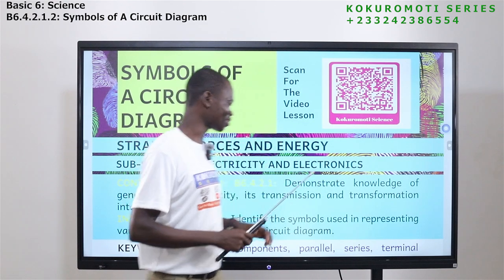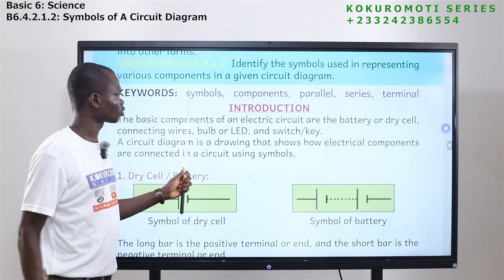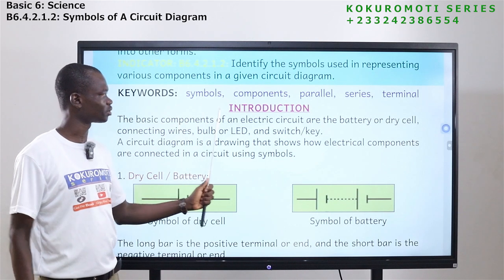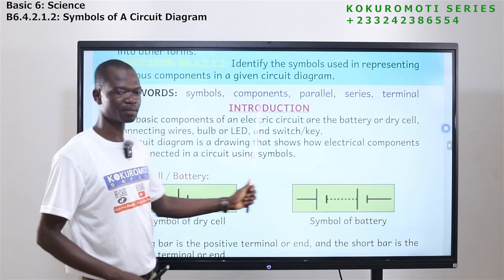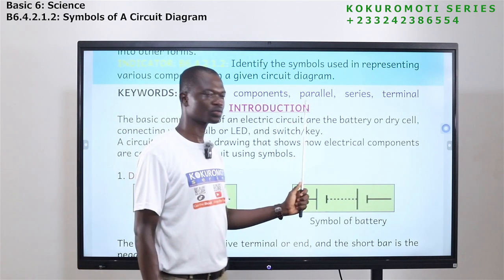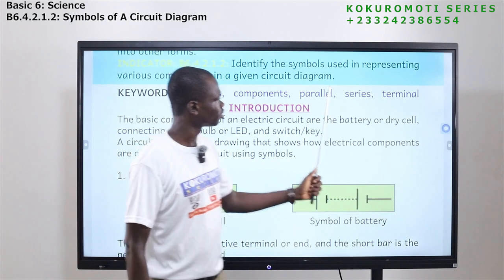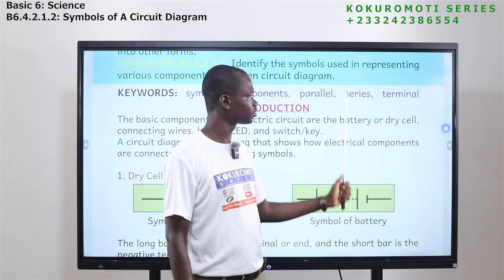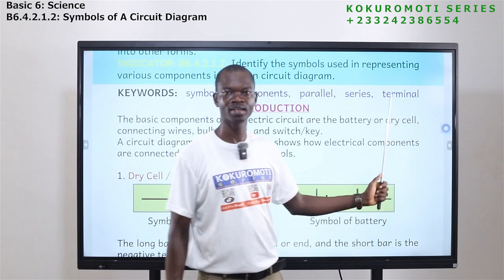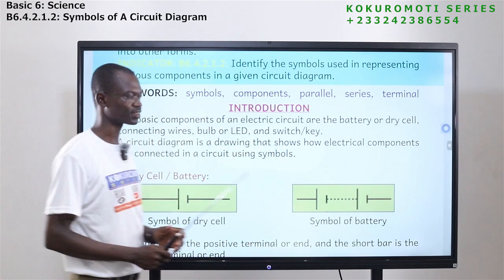Okay, so let's look at the keywords. The first word is symbol. Components. This word is parallel. We have here series. The next one is terminal. So these are the words that we will find in the lesson.